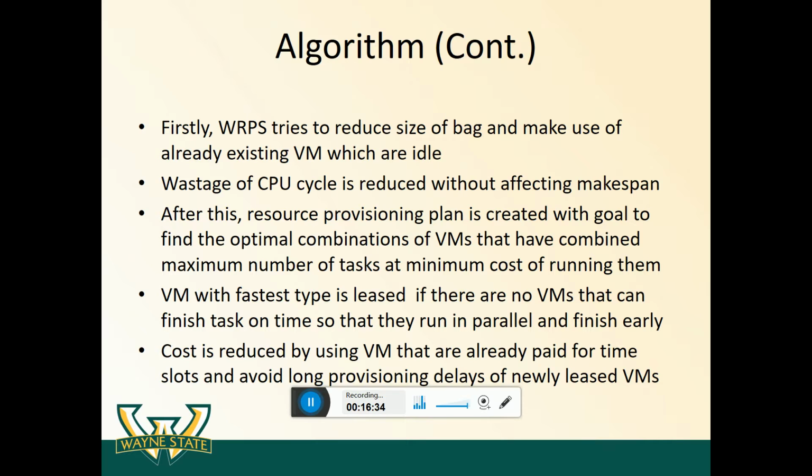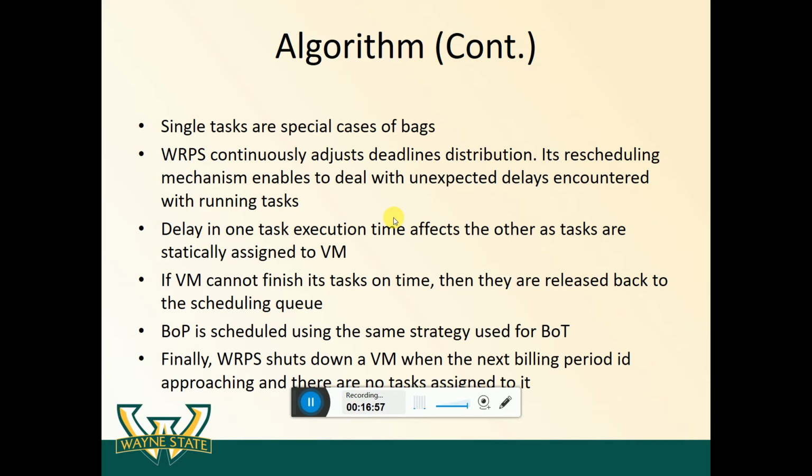The VM with the fastest type is leased if there are no VMs that can finish tasks on time, so that they run in parallel and finish early. Cost is reduced by using VMs that are already paid for time slots and avoiding long provisioning delays of newly leased VMs. Single tasks are basically special cases of bags.